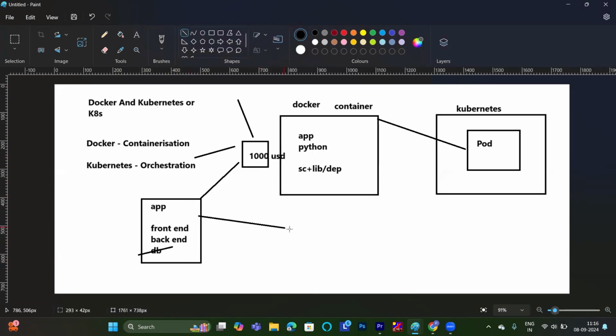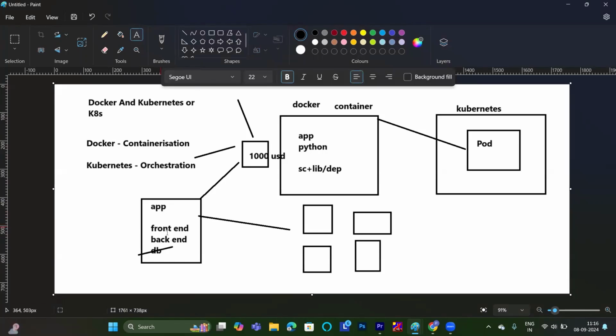Because of that, modification happened. People changed the architecture from monolithic to microservices. In microservices, whatever services we see for the front end, back end and database are created as micro components, and we can use different languages. I can use Node.js for my front end.